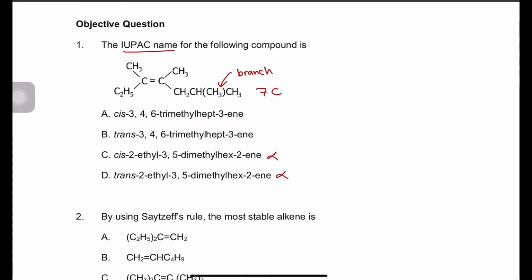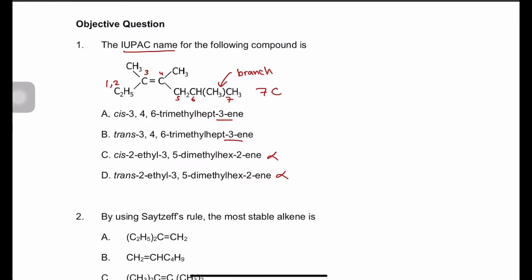Now let's see where the double bond is. So the double bond is positioned at position number 3, meaning the first and the second carbon is here, 3rd, 4th, 5th, 6th, 7. So the double bond is at position number 3, which is correct in both options A and B. Now let's look at the branches.